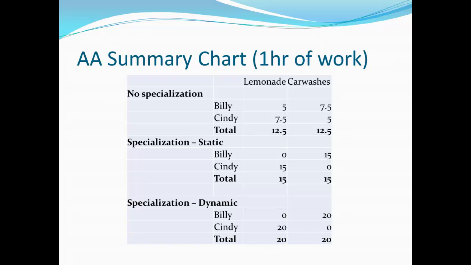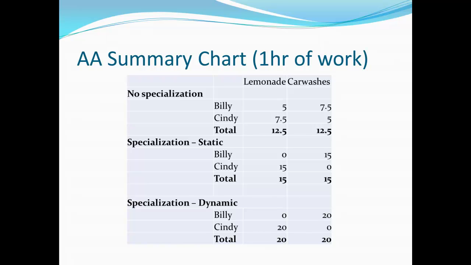Suppose at first that they don't specialize, so Billy spends a half hour making lemonade. In that time, it's 6 minutes apiece, 30 minutes, Billy can make 5 lemonades. And then Billy takes a half hour and washes cars. In that time, 4 minutes apiece, 30 divided by 4 gives us 7.5 car washes. For Cindy, the numbers are exactly flipped because her time costs are exactly flipped. Total, we end up producing then 12.5 lemonades and 12.5 car washes.